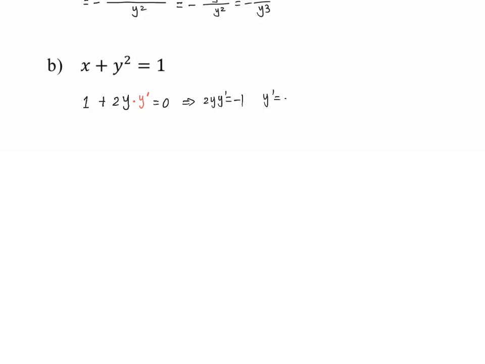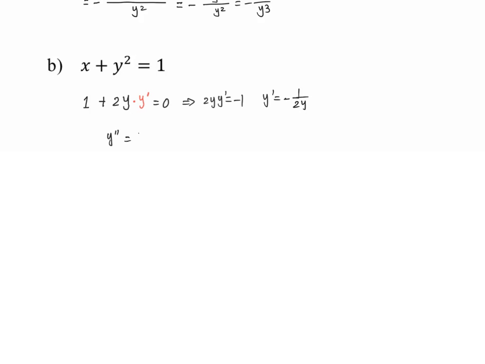So after a little algebra, you can see that 2y prime is equal to negative 1. Y prime is negative 1 over 2y. Okay, so negative 1 over 2y. So this is the first derivative. Now let's find the second derivative. So the y double prime. So you're going to find the derivative one more time on this guy, okay?